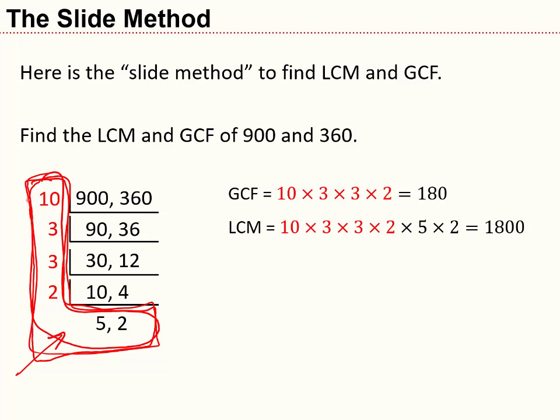And then also just for greatest common factor, it's only the items on the left. But it's kind of cool. It's almost like magic. You multiply them together and you get your answers.